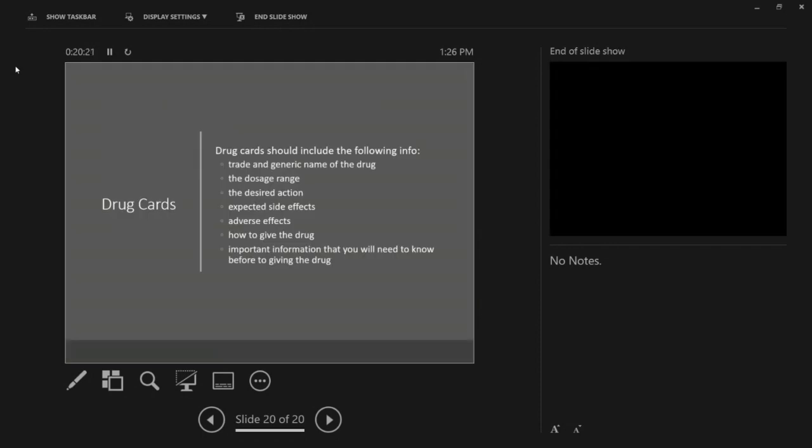The golden rule of drug administration is to never give a patient a drug that you are not fully familiar with. A drug card should include both the trade and generic names of the drug, the dosage range, the desired action, expected side effects, adverse effects, how to give the drug, and lastly, important information that you will need to know before giving the drug. Be sure to see page 36 and table 3.1. It has some common generic drug prefixes and suffixes that will be helpful to use when you're studying.